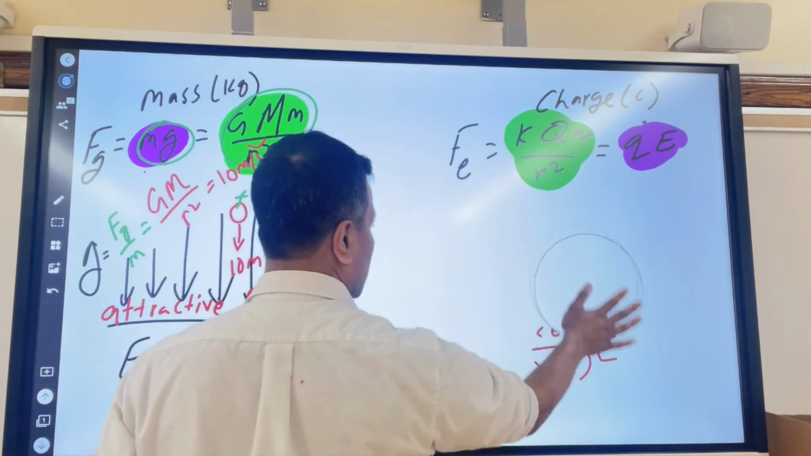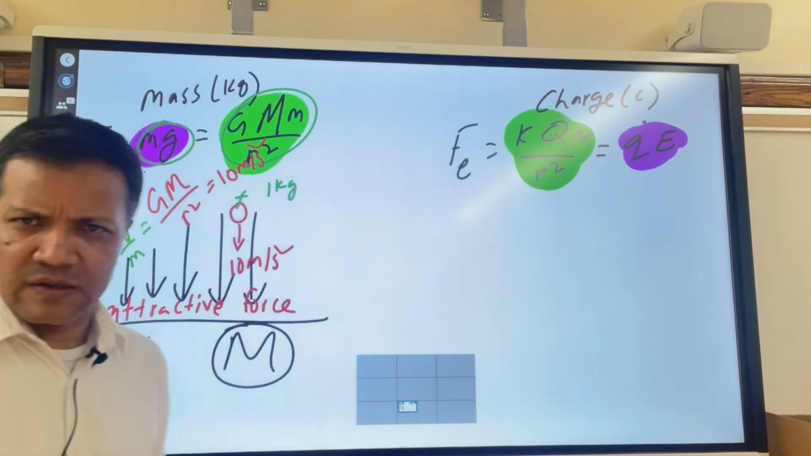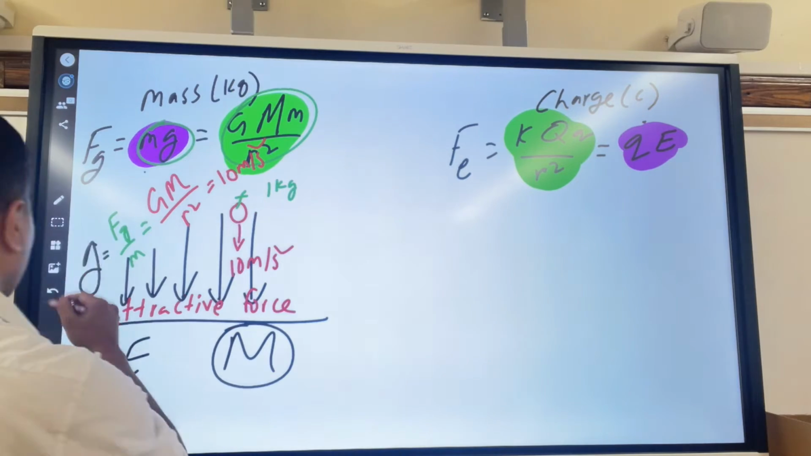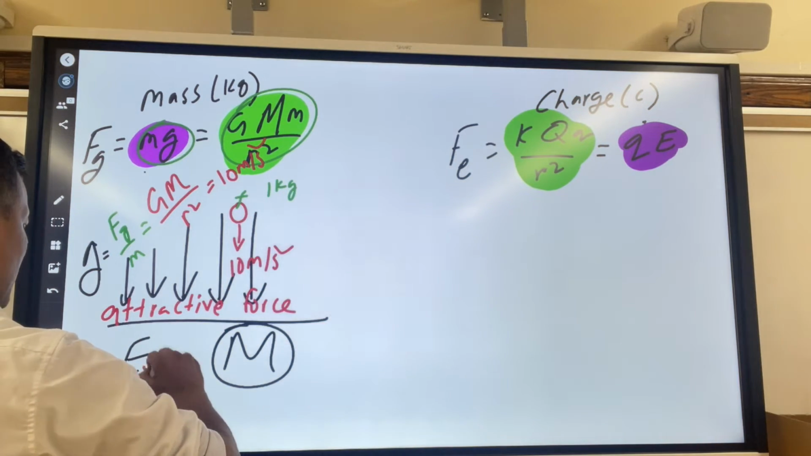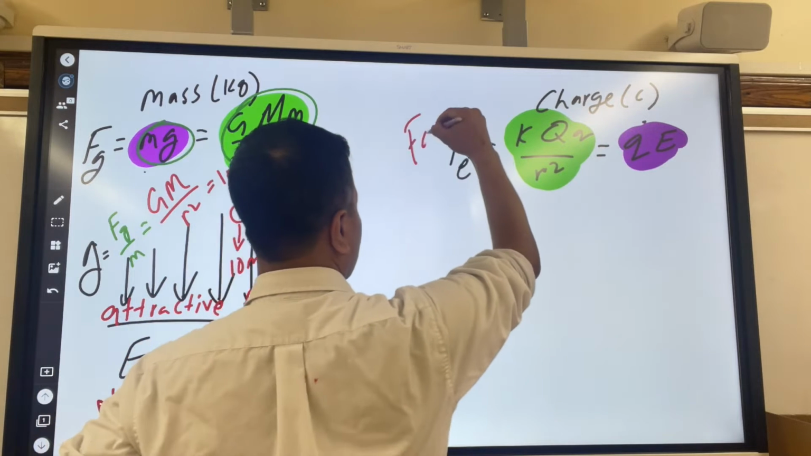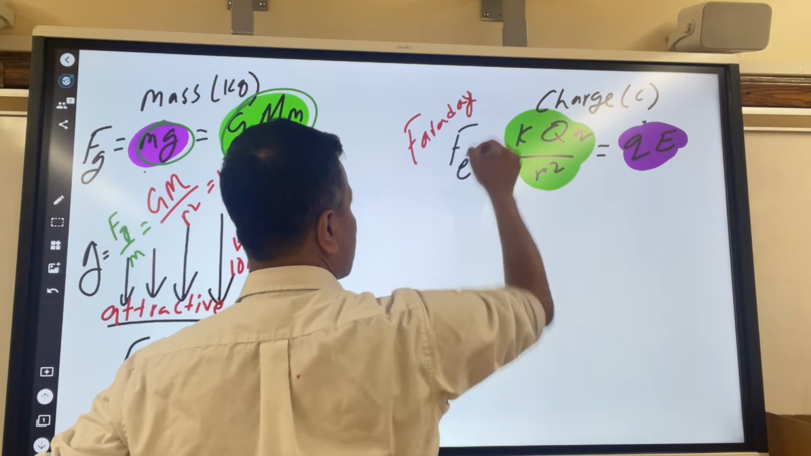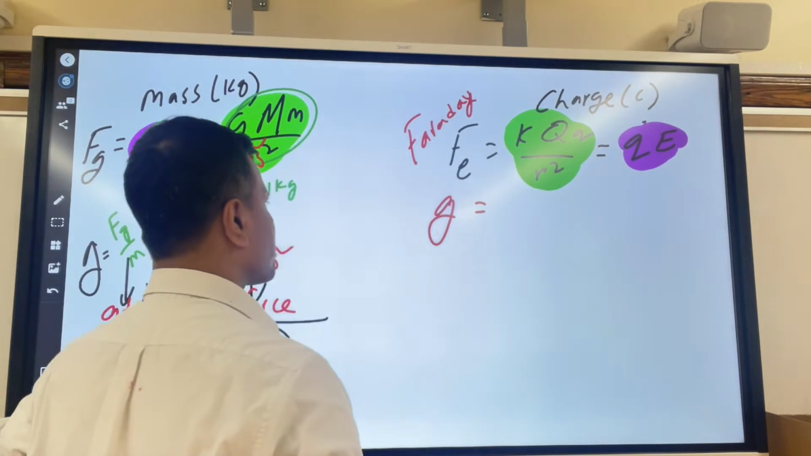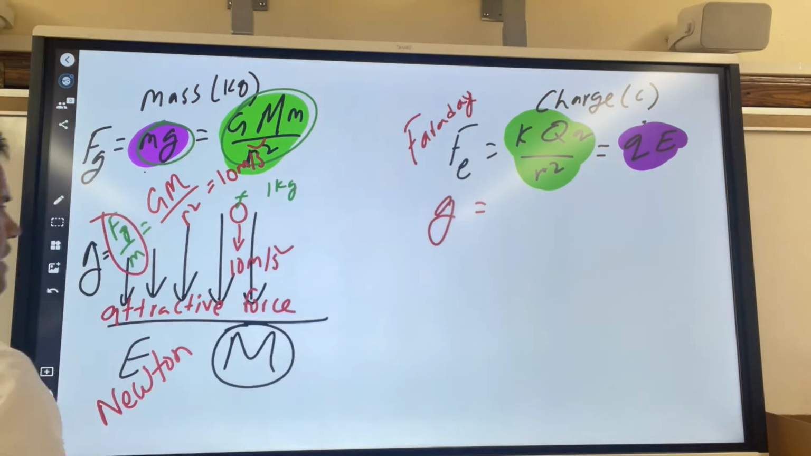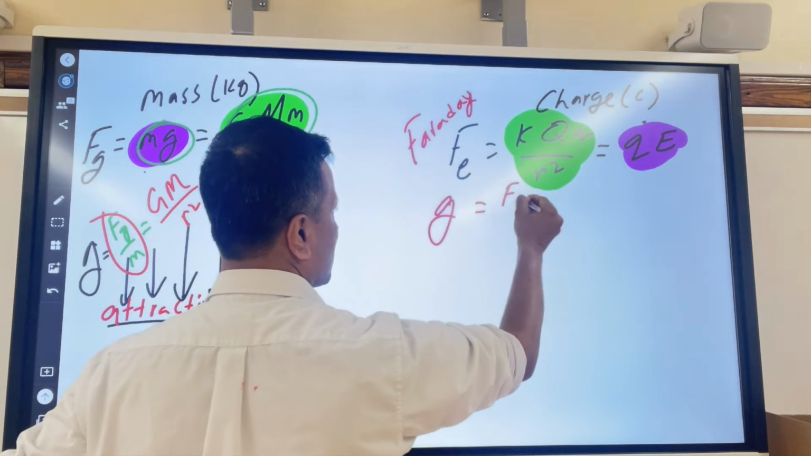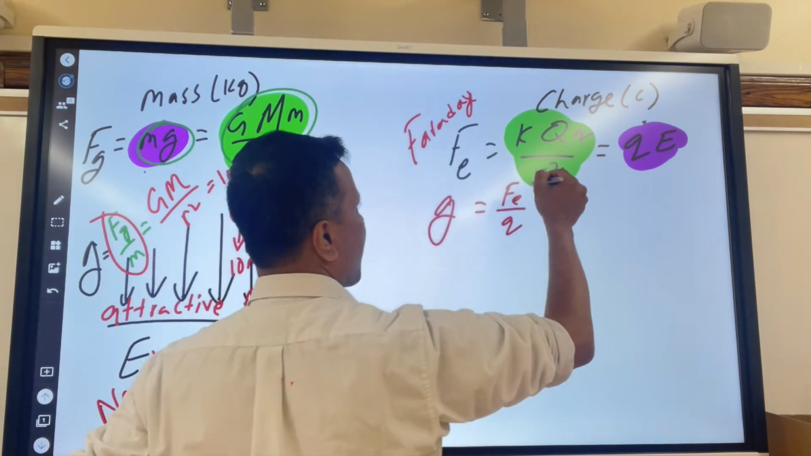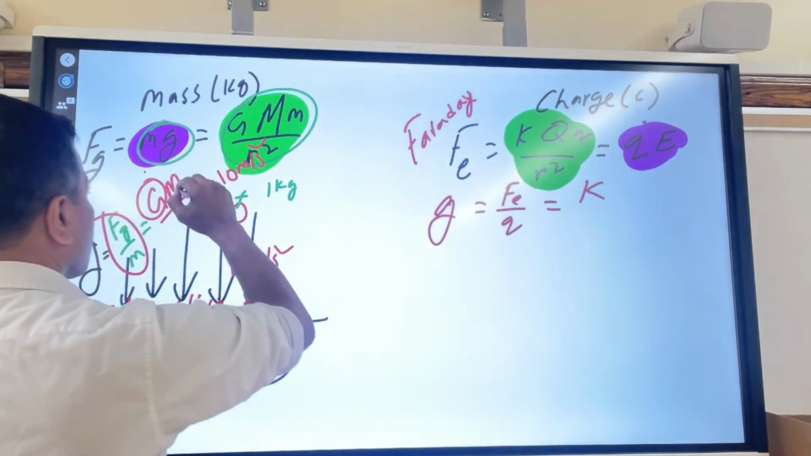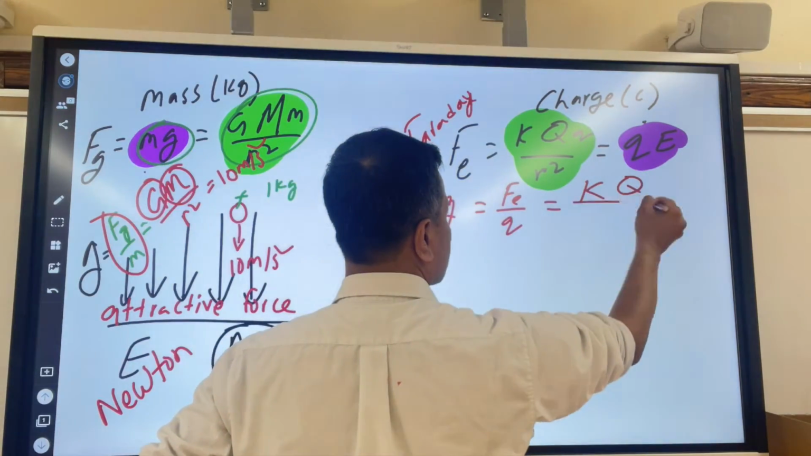Now we're going to use this understanding to understand the E field, the electric field, a concept discovered by Michael Faraday. This concept was by Newton, and this concept was by Faraday. Now, to understand the E field, what do we know? The G field is F over m. In this case, it is going to be force over Q. In this case, this is big G, so this has to be big K, and this is big M, so this has to be big Q, and this is r squared, right?